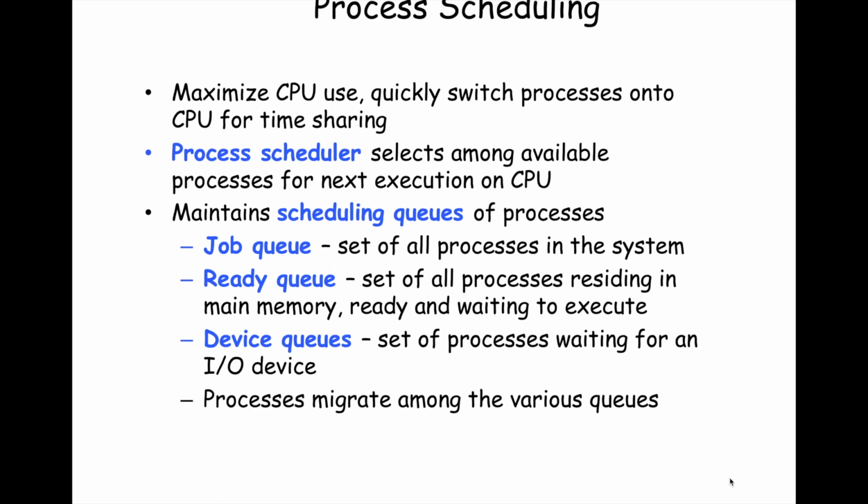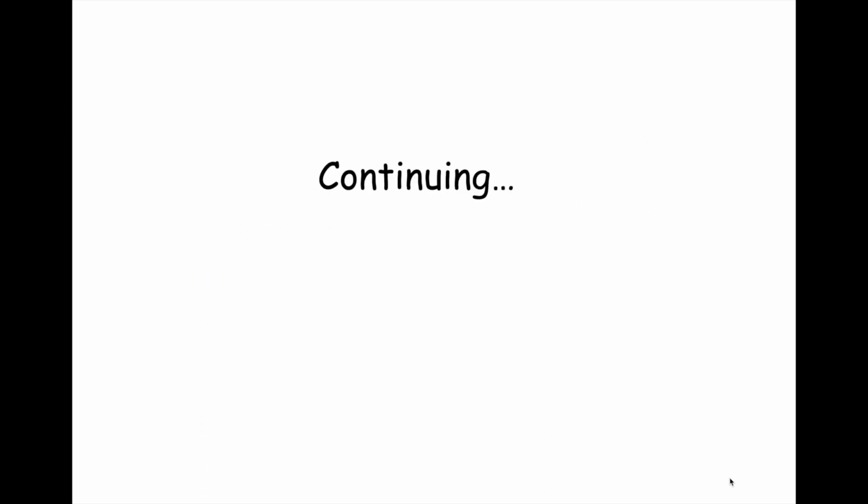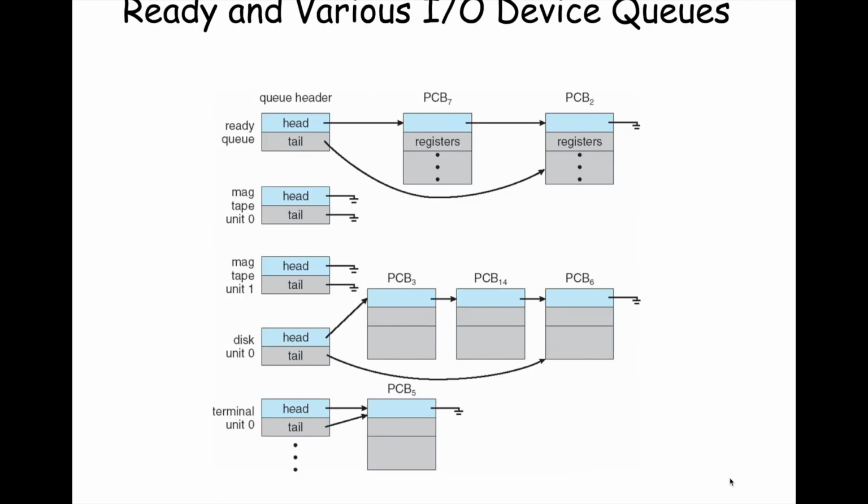If you make a system call to read a file or to read from the network card, you wait in the device queue for that particular I/O device. Once you're no longer waiting for I/O and you have that information, you migrate back to the ready queue, and then you're scheduled from the ready queue for execution for some period of time on the processor. So over time, processes migrate among these various queues. Let's continue on.